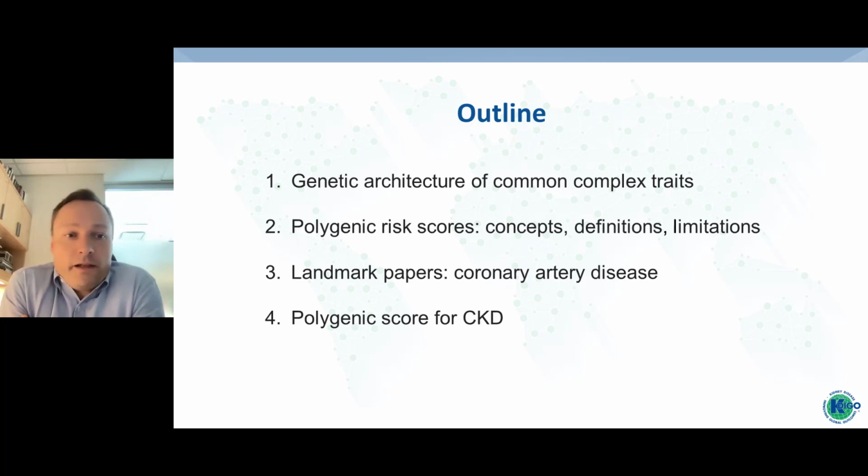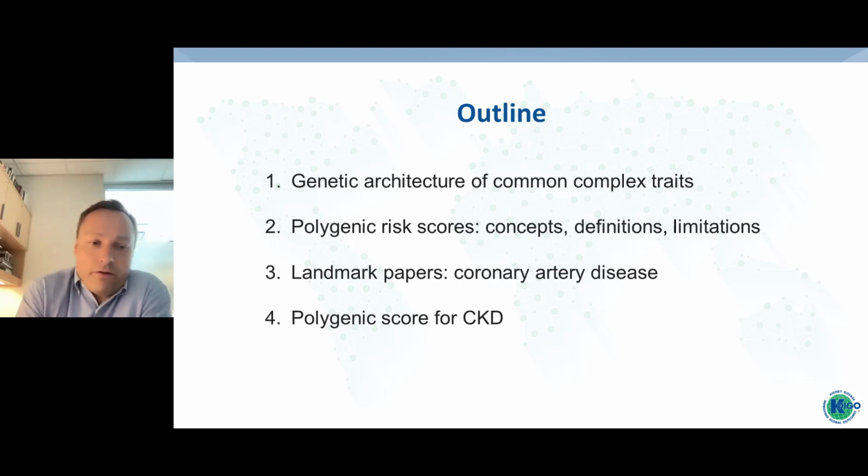And this is the outline of my talk. In the first part of my talk, I will say a few words about the genetic architecture of common complex traits and how these concepts relate to kidney disease. In the second portion of my talk, I'll describe polygenic risk scores. I'll go over some basic concepts, definitions, and limitations of the risk scores. And then I will go over several landmark papers, really concentrating on an example of coronary artery disease. And in the last part of the talk, I'll describe some of our most recent work on the polygenic risk score for chronic kidney disease.